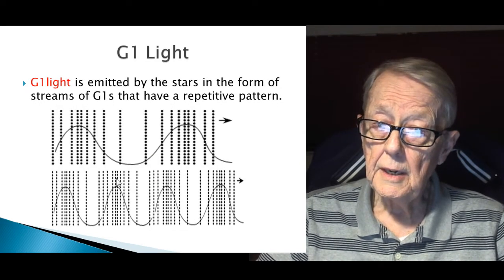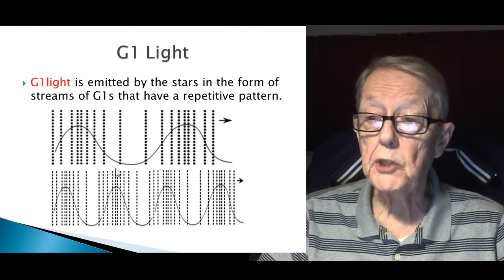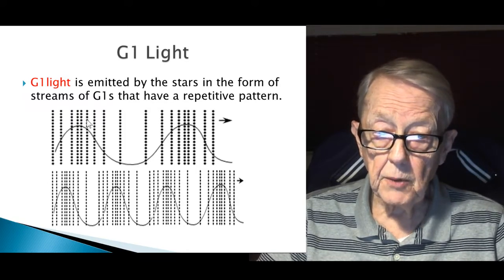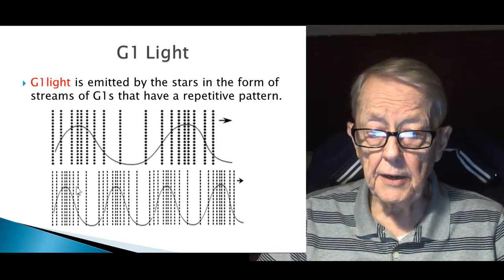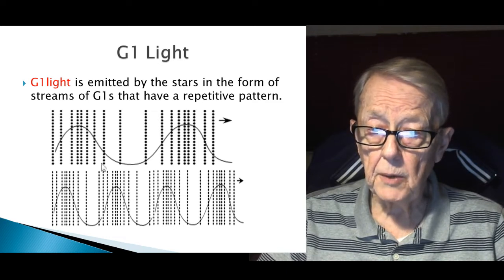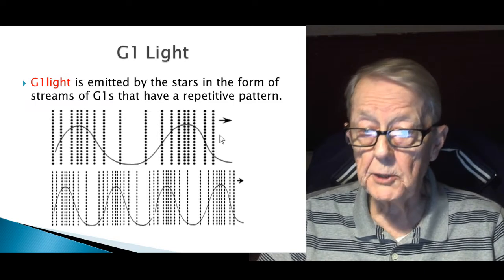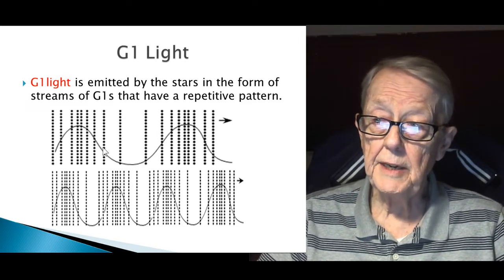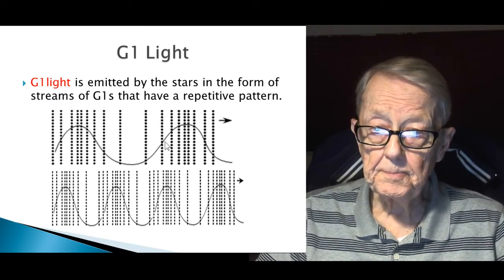G1 light is emitted by the stars in the form of streams of G1s that have a repetitive pattern. Many G1s here, very few here, many G1s there, and it can be at different wavelengths. So we have G1s moving at speed c. We have G1 gravity moving at speed c, but the difference is in how they're organized. G1 gravity is not organized like this, but G1 light is.